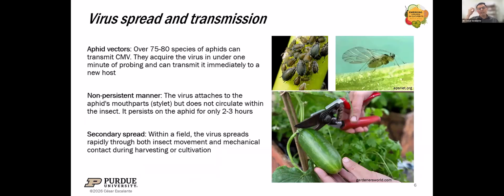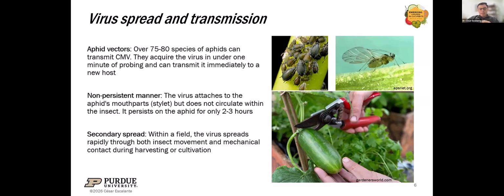I will say that the primary engine of CMV spread is the aphid. There are more than 80 species of aphids that can carry the virus, and the transmission is in what is called a non-persistent manner, which is a fancy way to say it is a lightning-fast way to transmit viruses. Basically, an aphid doesn't need to colonize a plant. It only needs to probe or taste the leaf for a few seconds to pick up the virus in its mouthpart, or stylet.